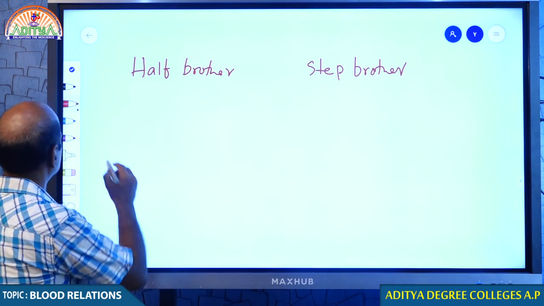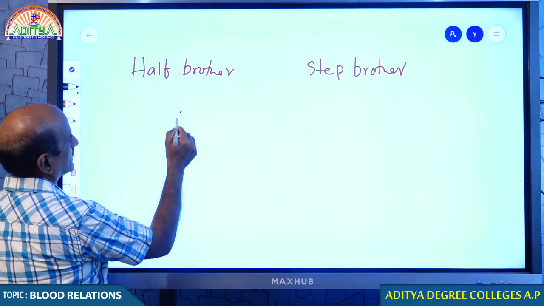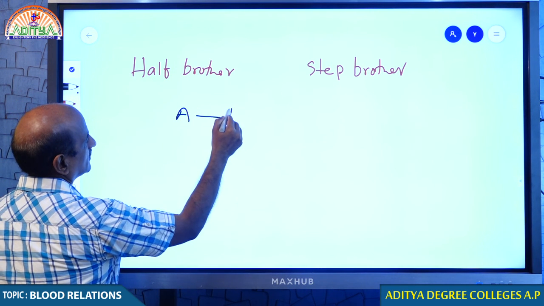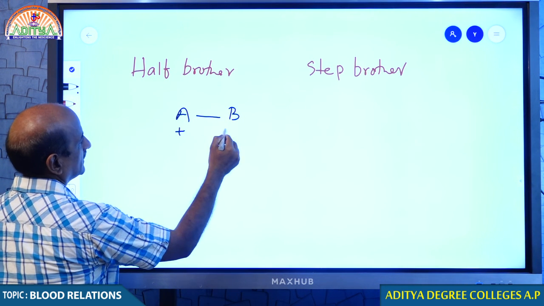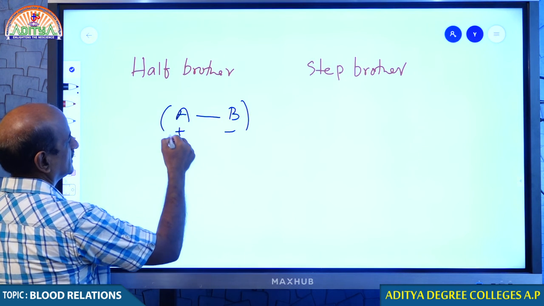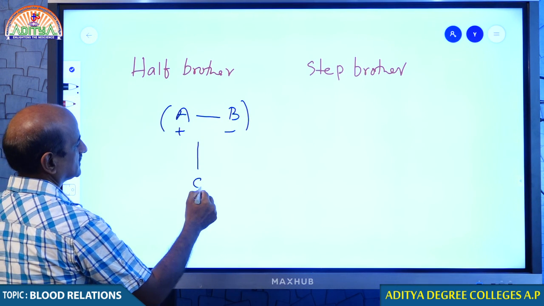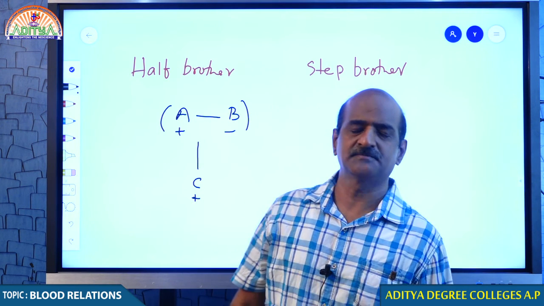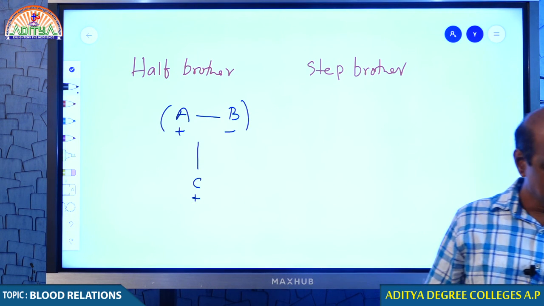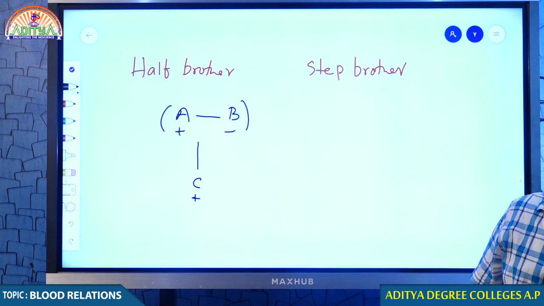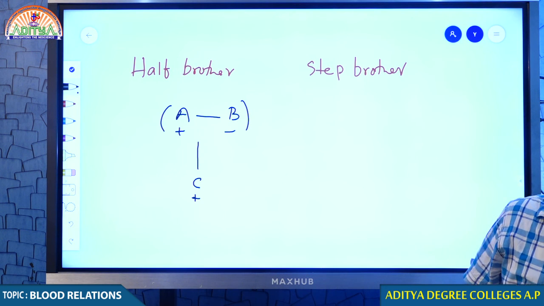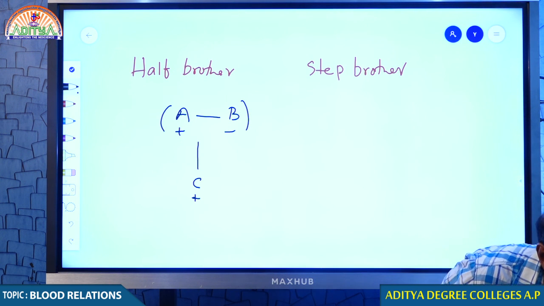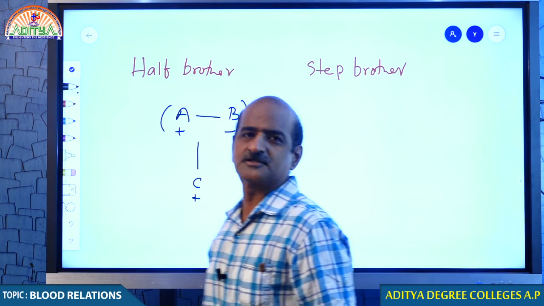Ready? Come on, students. Let me suppose that A and B got married and they have a son C. They have son C. Okay, students? That was the question many of the people put at the end of the class. Many of the people asked me to clarify the difference between step brother and half brother.